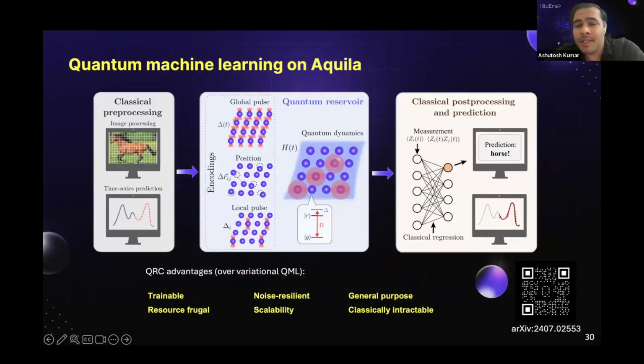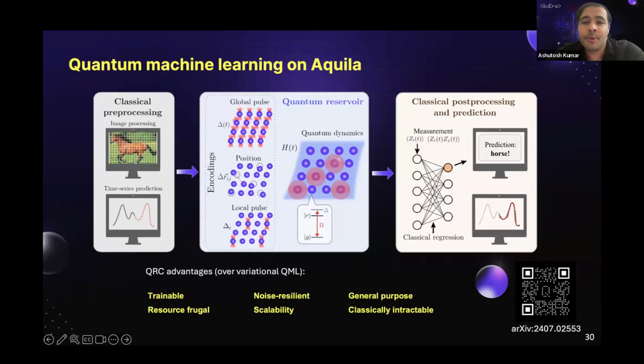Finally, we looked at the optimization angle, we looked at the simulation angle, and now we're looking at the quantum machine learning experiments that were done on Aquila. So here, as I said before as well, the quantum computer is being used as a quantum reservoir or a kernel that generates feature vectors for given data. For example, you do the classical pre-processing for this image of a horse or for time series prediction, and then you embed or encode it in Hamiltonian dynamics.